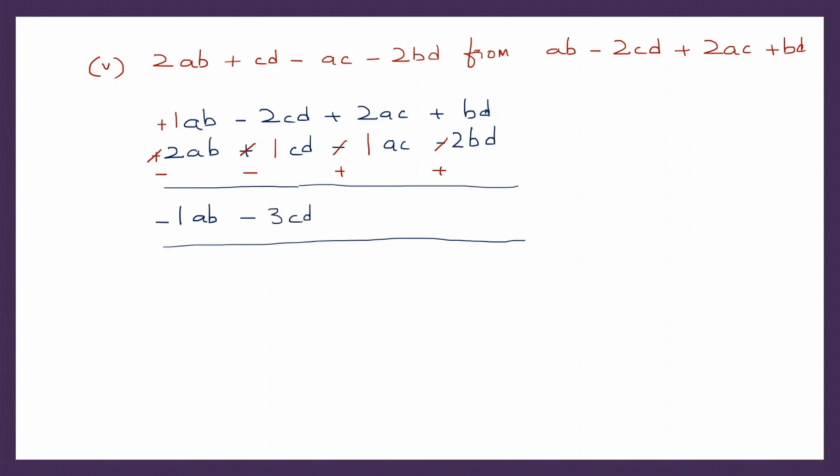Third term, that is AC here. Let's look at the signs. Both are plus. So put the same sign and add. 2 plus 1 is 3AC. Go to BD. As you can see, the signs are the same. Put the same sign and add. Now this is 1 here. So 2 plus 1 is 3 and we write BD. So what is our answer? Minus 1AB minus 3CD plus 3AC plus 3BD.